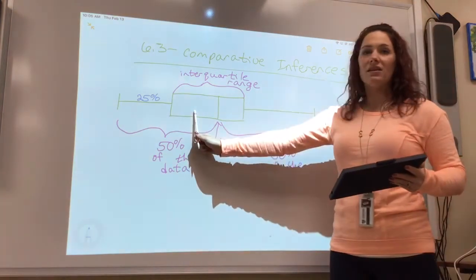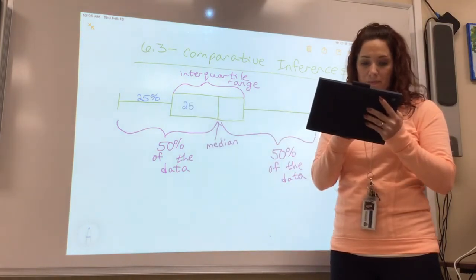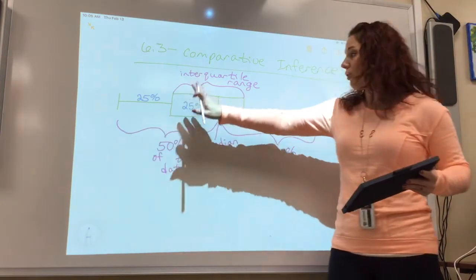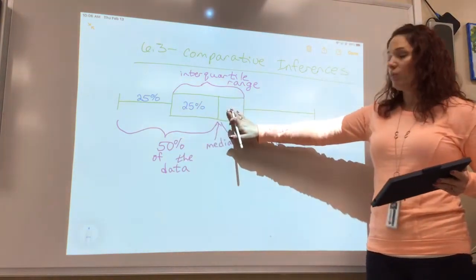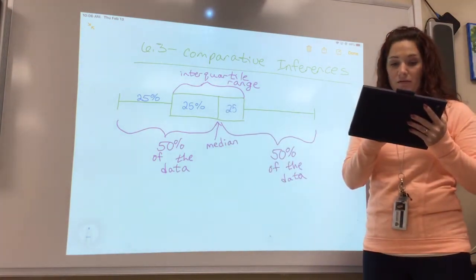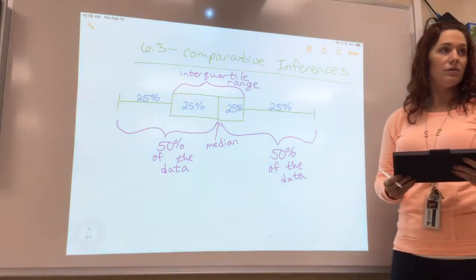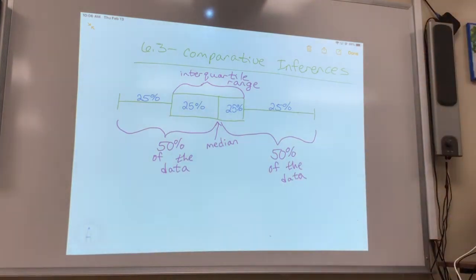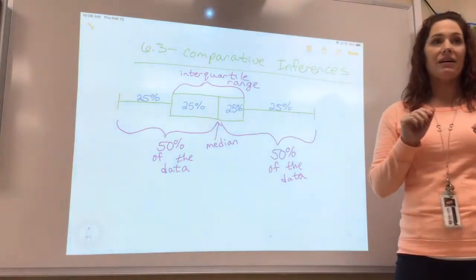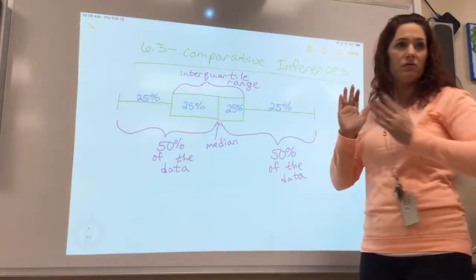How much of the data is the left side of the box? 25. It's like a quarter of them. A quarter of the numbers make up the whisker. A quarter of them make up the left side of the box. What percent on the right side of the box? 25% again. And the right whisker is also 25%. So you can think of this as the median splits it in half, but the quartiles split it into quarters. 25, 25, 25, 25.